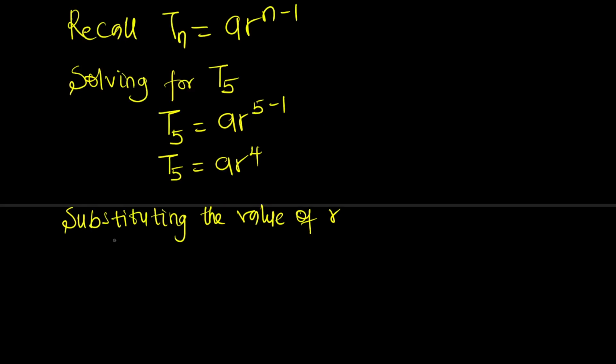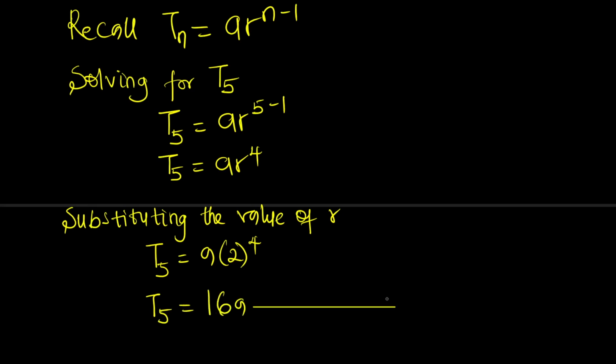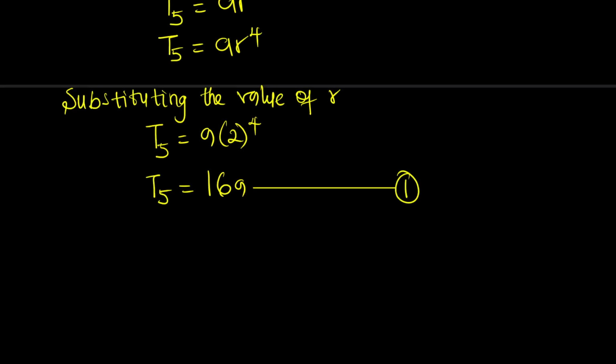We are going to substitute the value of R into the above equation, and this will yield T subscript 5 will be equal to A times 2 raised to the power of 4. But 2 raised to the power of 4 is 16. Hence, we are going to have that T subscript 5 will be equal to 16 times A. Let's call this equation 1.